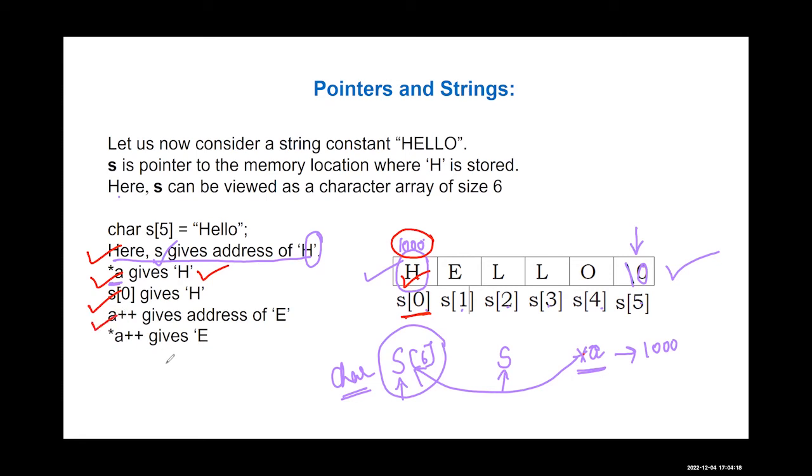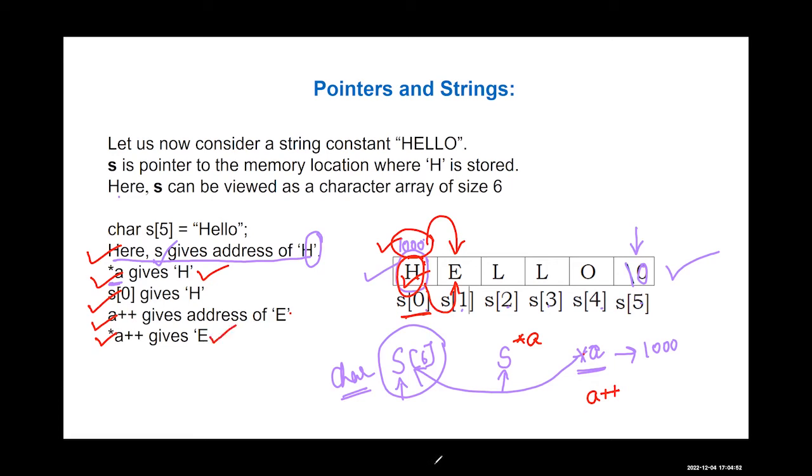A++ gives the address of E. So I have a pointer variable. Now when I say A++, I am going to move to the next element, which gives me the value of E. *A++ gives E. Now what is this *A++? *A is nothing but the content. When I say A, it is going to be the address. When I say *A, it is going to be the content. Now when I am incrementing, what is going to happen? I am going to get to the next element. This also gives the value of E.